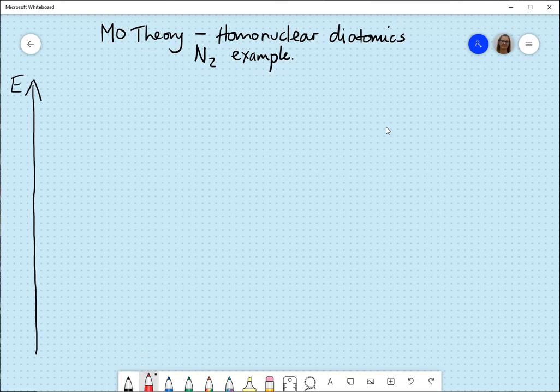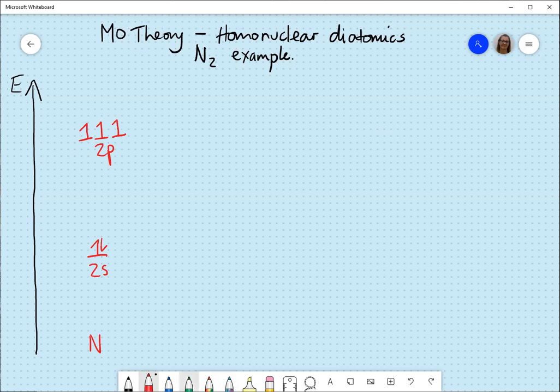So I'm going to start with one nitrogen atom on the left-hand side. And we know that we have a 2s orbital here, and we have three 2p orbitals like this in terms of increasing energy. Okay, the electron configuration for nitrogen is essentially 2s2 2p3 because the atomic number is 7, but we're not going to consider the 1s electron.